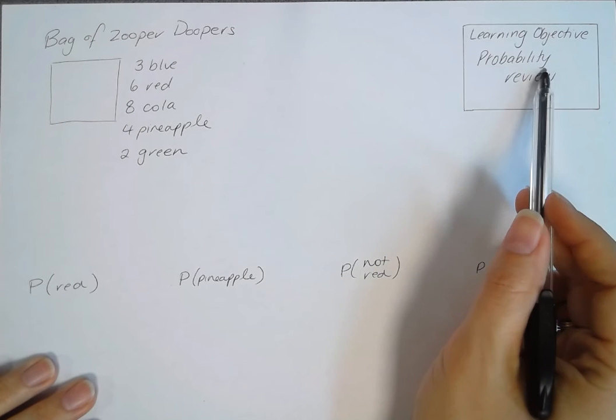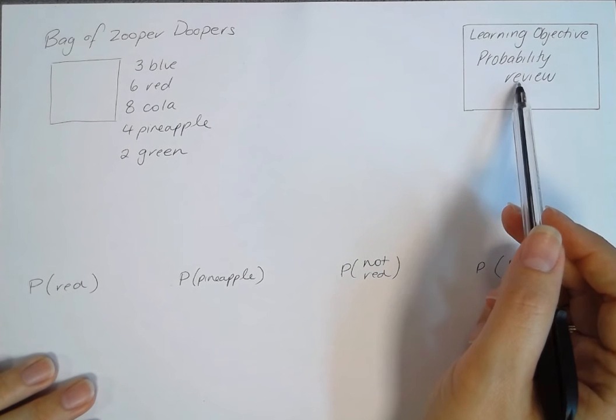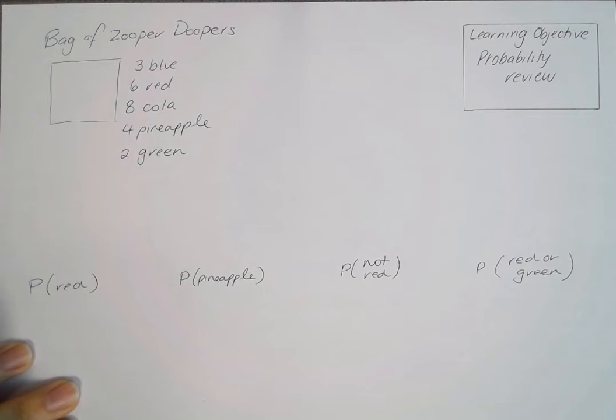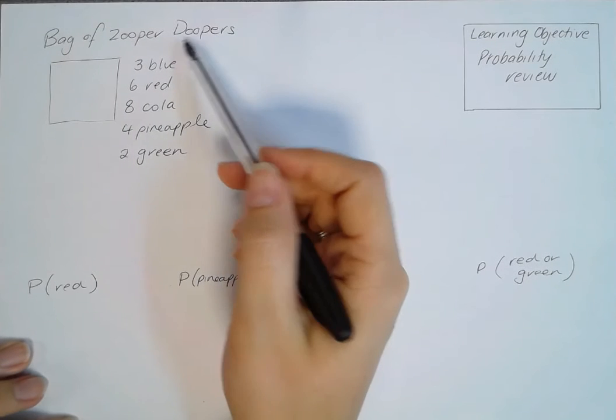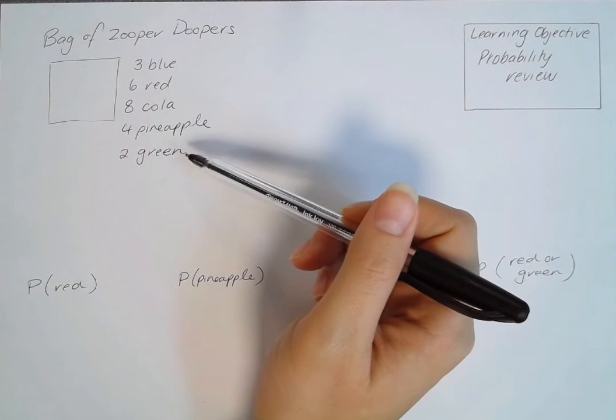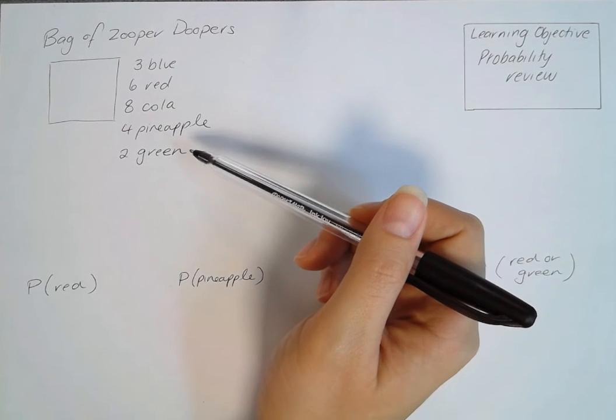This lesson we're looking at probability, and it's kind of a revision of concepts that you should have seen before, so this is a little bit of revision. Okay, we're going to start off with a bag of Zooper Doopers. There's 3 blue, 6 red, 8 cola, 4 pineapple and 2 green in them. I know there's a million other colours, but we'll stick with these for now.